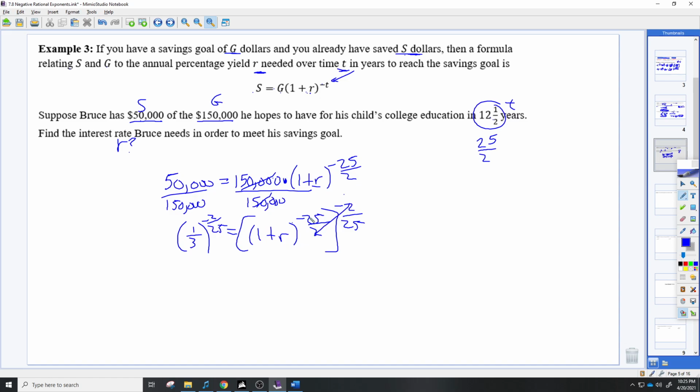And then these will cancel. These will cancel. Positive. We don't need the parentheses anymore. We just have 1 plus r. So here we actually have to do this part, and you can do this in the calculator if you want.